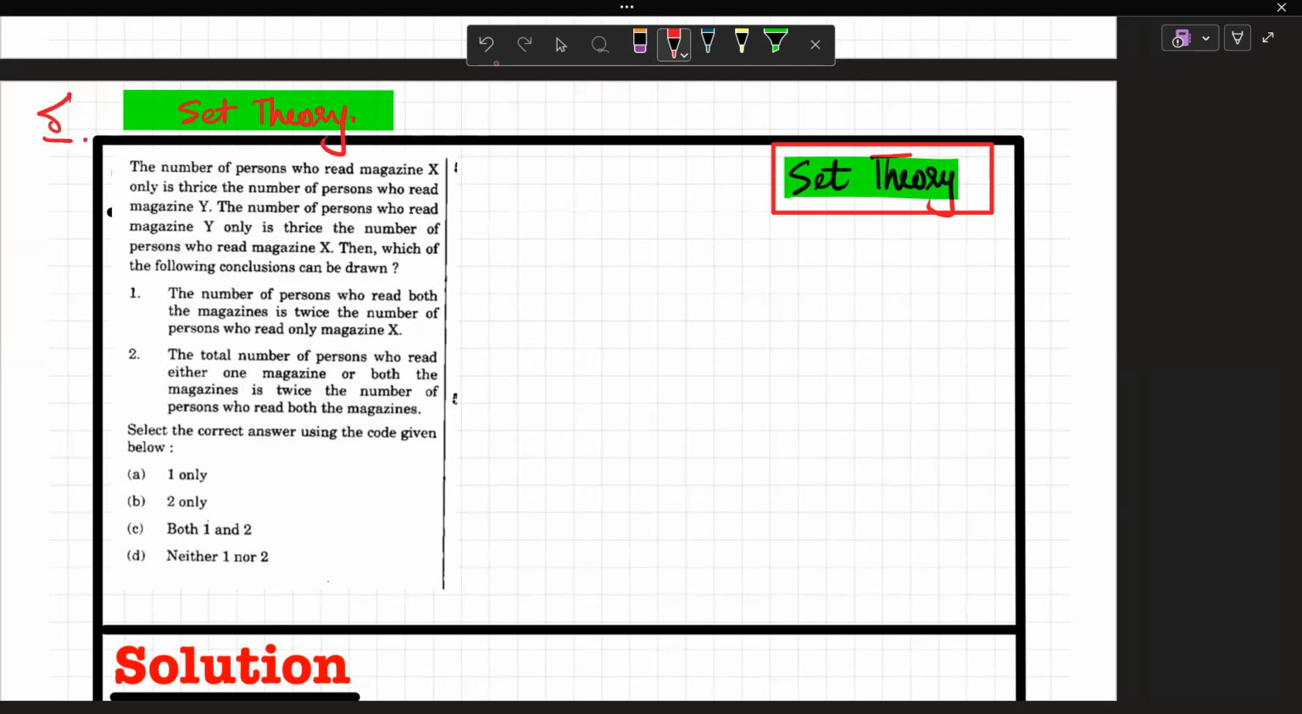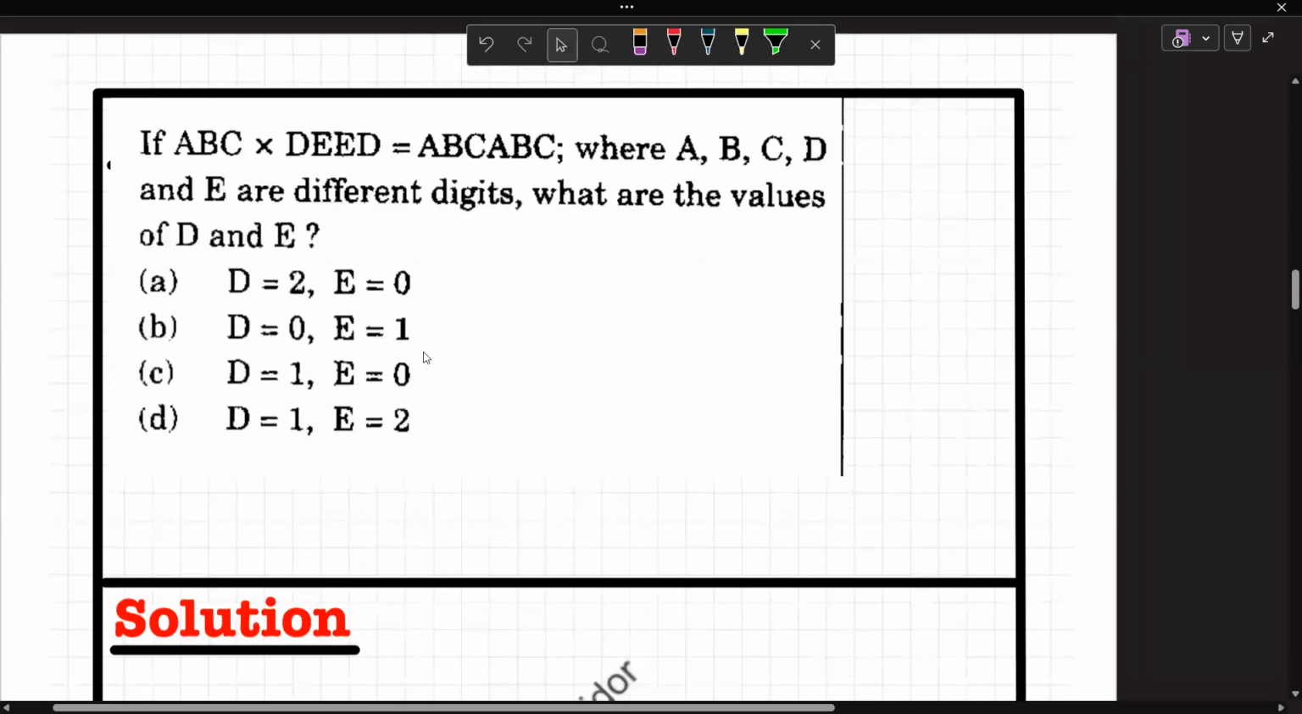If you have taken the printout of the booklet, what you can do is take this paper to the set theory section. We will solve it there. Okay? Now, coming to the next question.